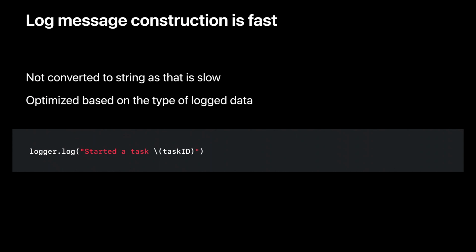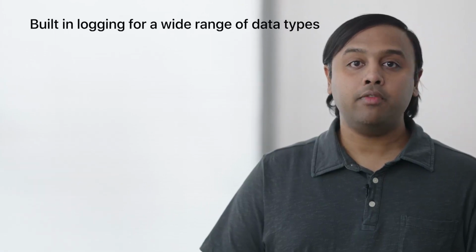However, log messages are different in a key way. Unlike with print, the log message is not fully converted to a string as that would be too slow. Instead, the compiler and the logging library work together to produce a heavily optimized representation of the log message that leverages the type of the log data. With the optimized representation, you pay the cost of converting to a string only when the log message is actually displayed.